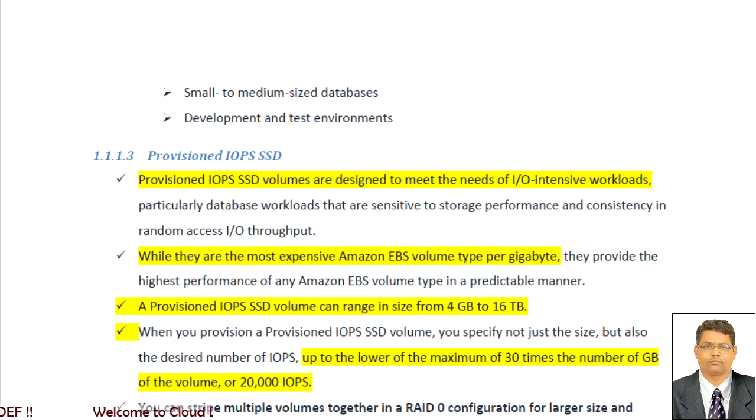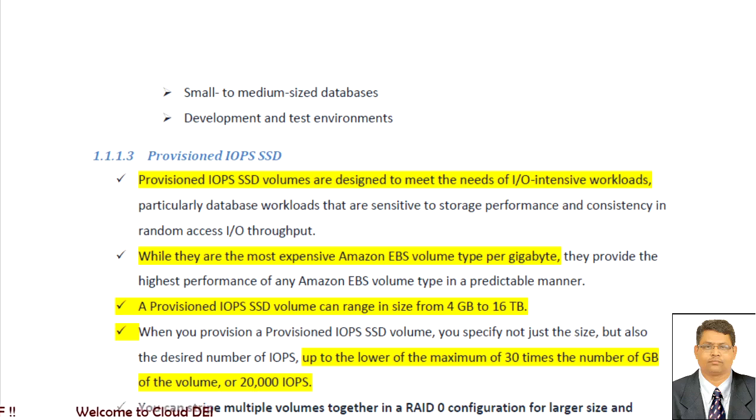1.1.1.3 Provisioned IOPS SSD. Provisioned IOPS SSD volumes are designed to meet the needs of I/O intensive workloads, particularly database workloads that are sensitive to storage performance and consistency in random access I/O throughput. While they are the most expensive Amazon EBS volume type per gigabyte, they provide the highest performance of any Amazon EBS volume type in a predictable manner.